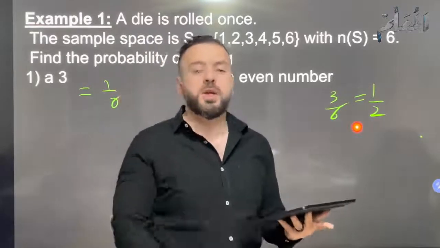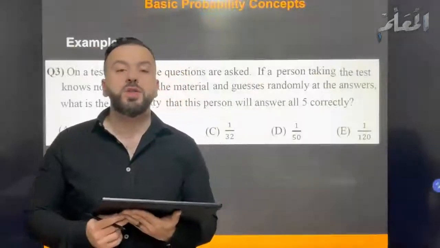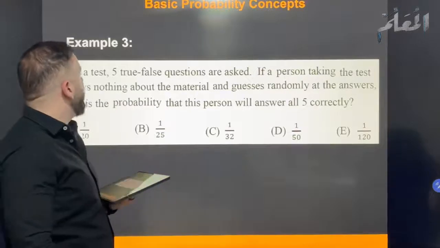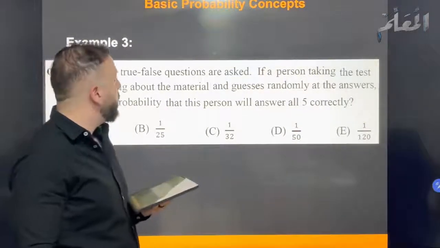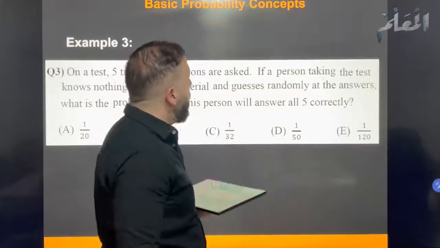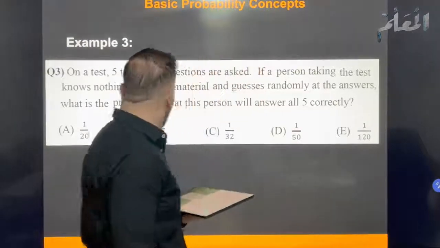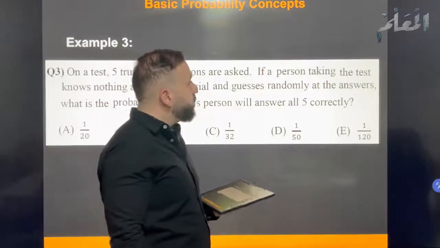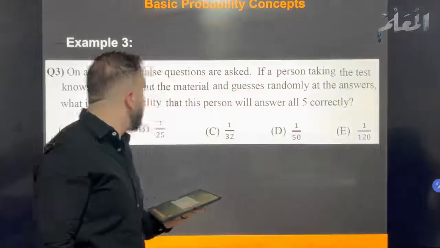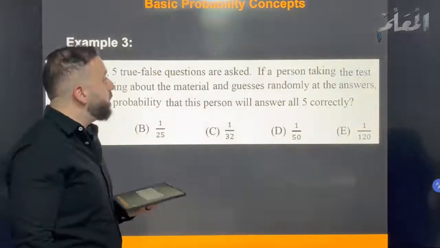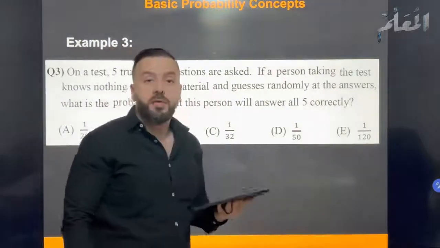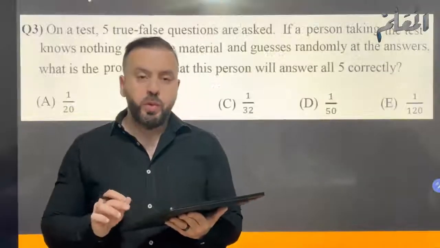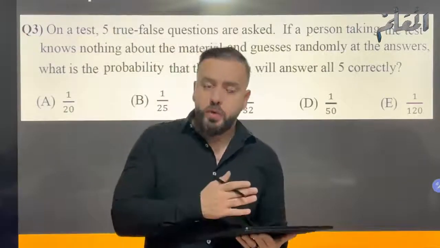Check with me question 2. On a test, 5 true-false questions are asked. If a person taking the test knows nothing about the material and guesses randomly at the answers, what is the probability that the person will answer all 5 questions correctly? So remember something here. There are 5 true-false questions. True-false means 50-50%, which is 1/2, 1/2.